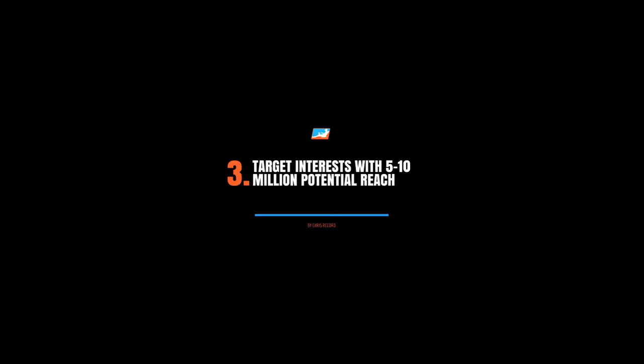Number three, target interests with 5 to 10 million potential reach. Okay, 5 million is the sweet spot. Now if you're in a micro niche, this can be done with a million in your potential reach, but really the sweet spot is gonna be 5 million, and I really like to go 5 to 10 million in my potential reach, okay? So here's a little bit what that looks like.